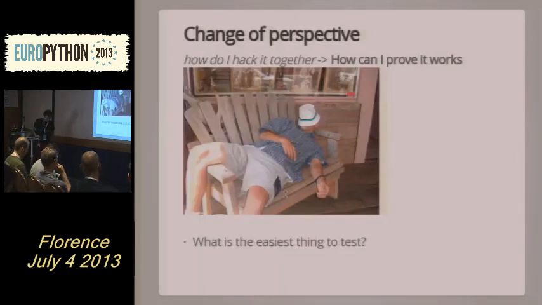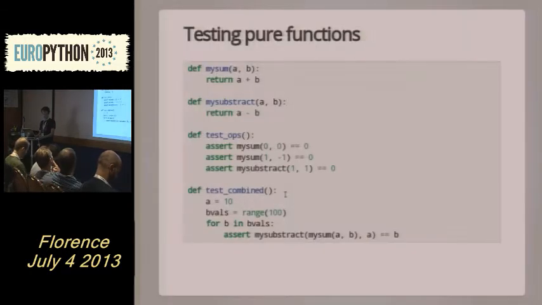So I think test-driven development gives you a change of perspective. Since programmers are lazy, as you can see from the picture, the thing is: how do I make my life easier? What is the thing which I can test more easily? Well, it turns out that the things that you can test more easily are functions that are pure, that don't have any side effects. So this is the simplest possible example of what you can do.